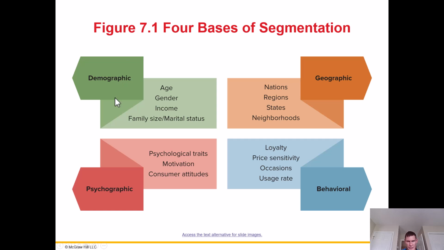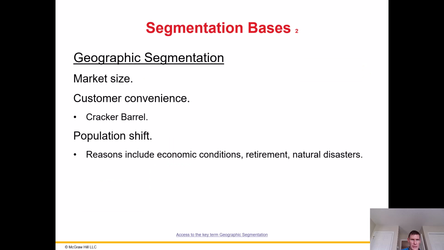So I just discussed demographic. If we look at geographic, again, we could look at nations, international, or regions like the East Coast of the US, West Coast of the US. States or neighborhoods would also fall under geographic. If we were looking at psychographic, we could look at psychological traits. We could look at what motivates people. Think about Herzberg's theory of motivation and then consumer attitudes. If we're segmenting from a behavioral standpoint, we could look at things like loyalty, how often they use the stuff, how sensitive they are to price, and then what are the occasions when they would be wanting to purchase.